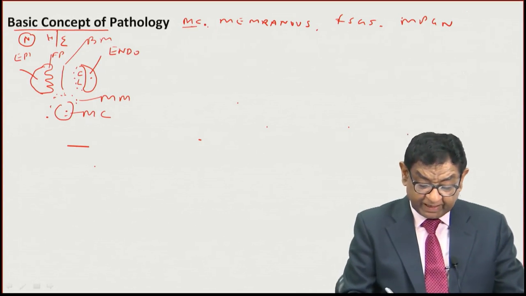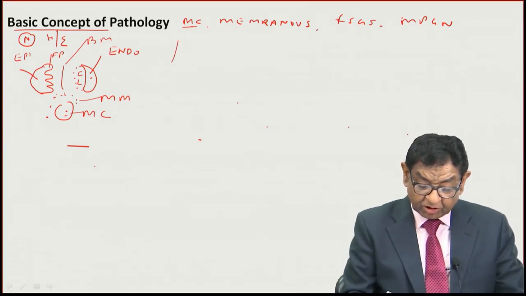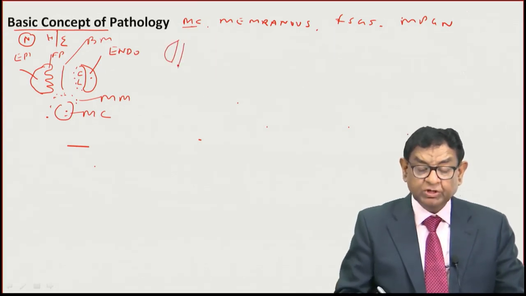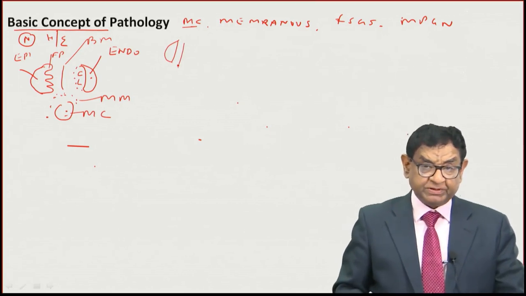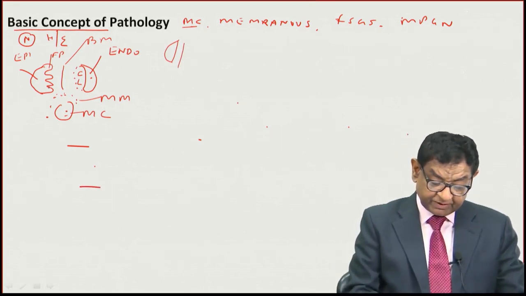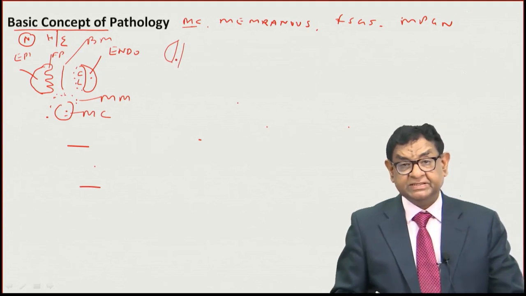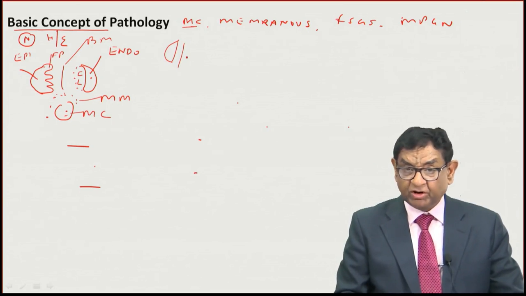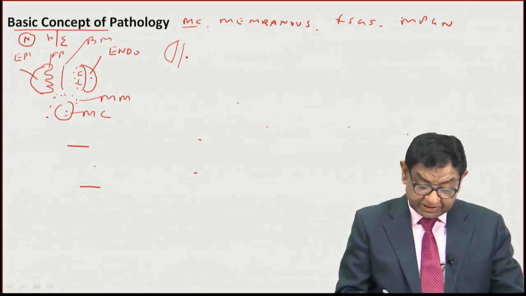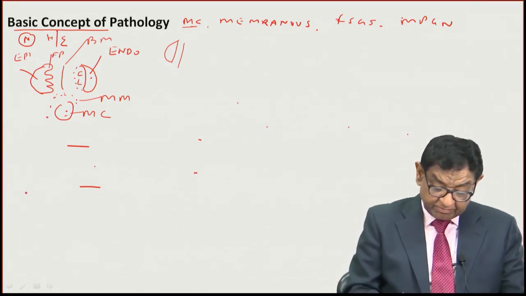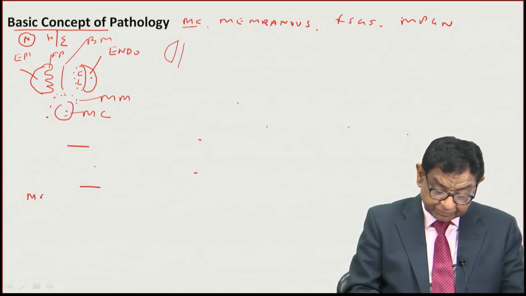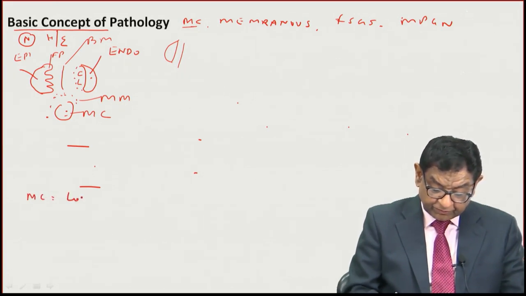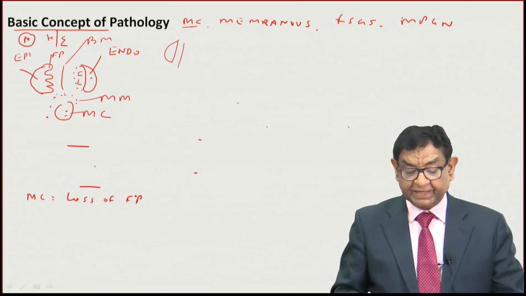In minimal change, what happened? There is loss of foot process, also called fusion of foot process. Now these foot processes are fused and it becomes a state like this. And it is still there in position, it is not detached. So in minimal change, what you get is loss of foot process. FP is foot process or podocyte.